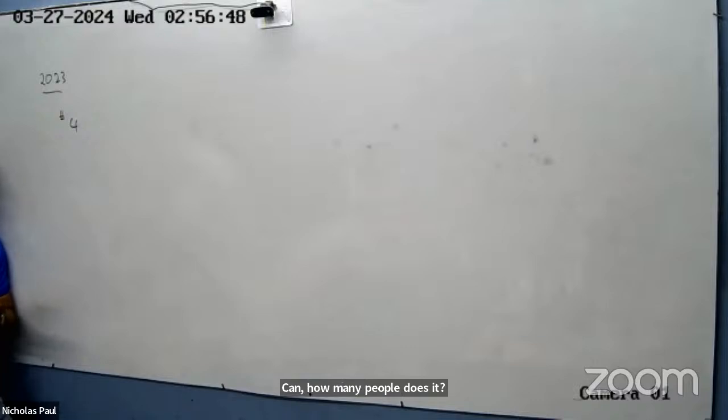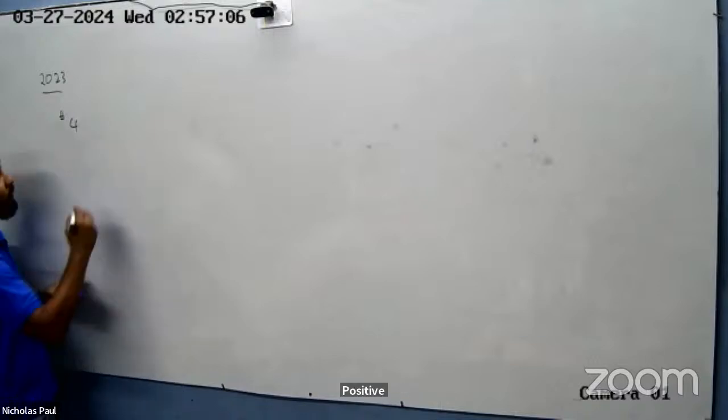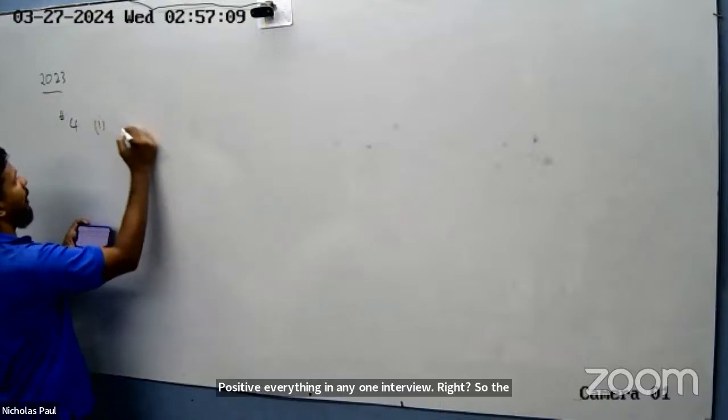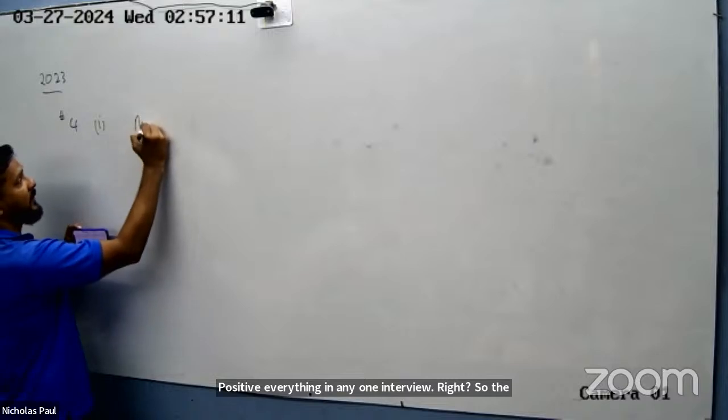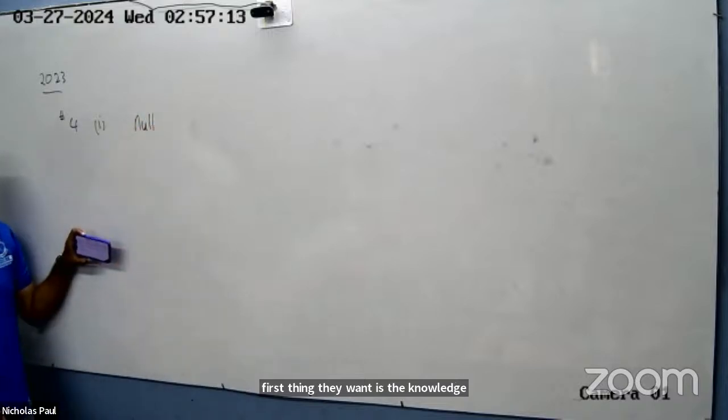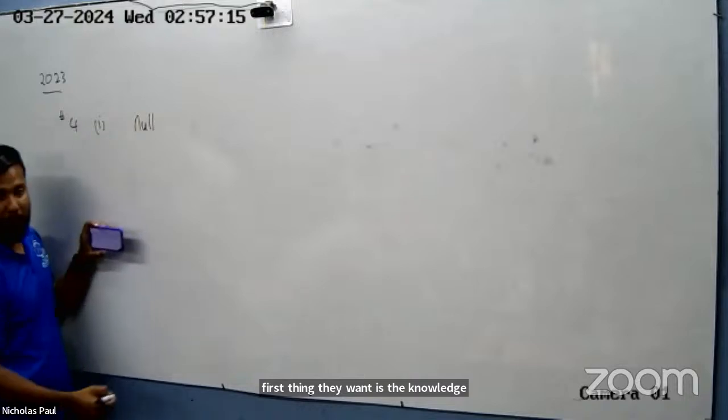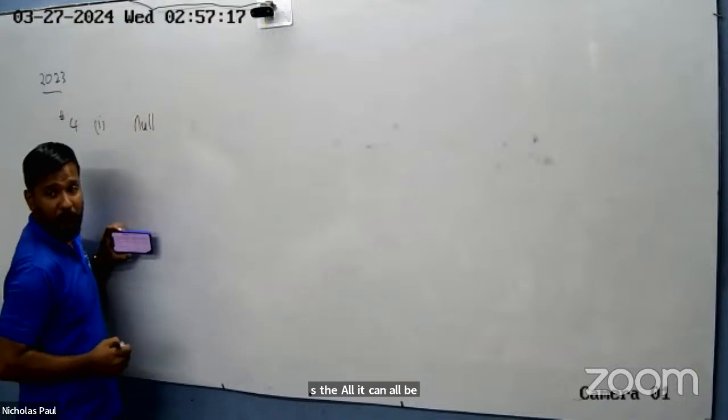It could be approximated by a binomial distribution with p equal to 0.4, that is, with a 40% chance of any candidate receiving a positive rating in any one interview. Right? So the first thing they want is the null hypothesis. What will the null be?